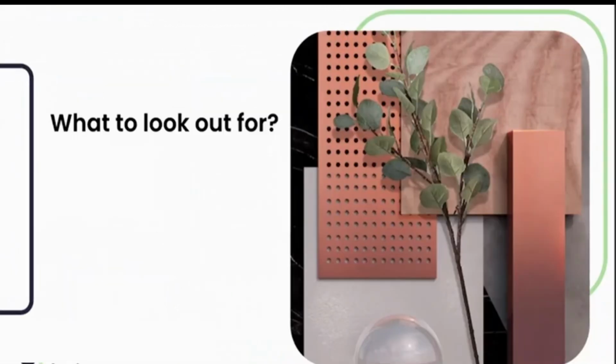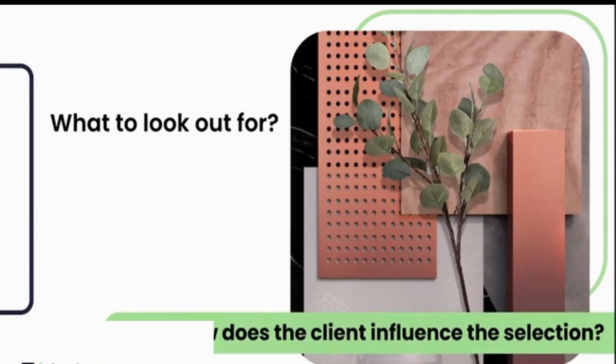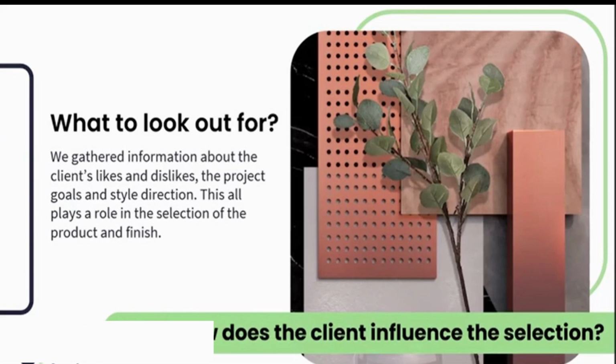Next, we need to look at how the client influences our finish selection. So remember back when we took our client's brief, we gathered all the information about the client's likes, their dislikes, the project goals, and the style direction we needed to go in. This all needs to reflect in your product finish selection. So remember, anything the client disliked, we can't include in our project. We need to make this something the client feels happy about and feels comfortable with.